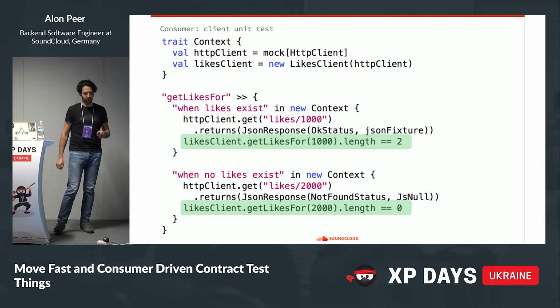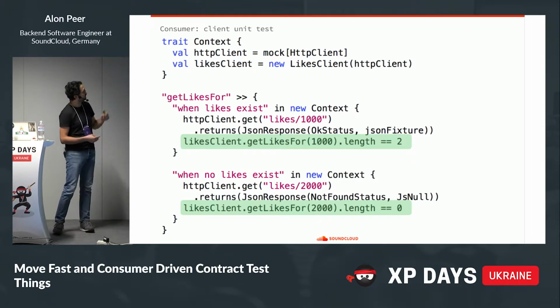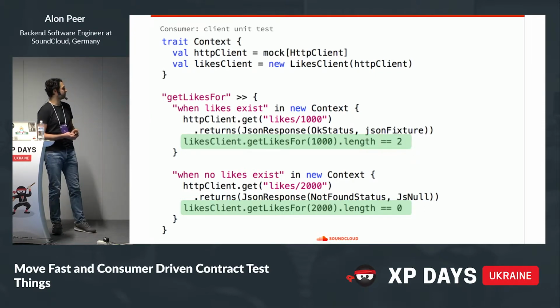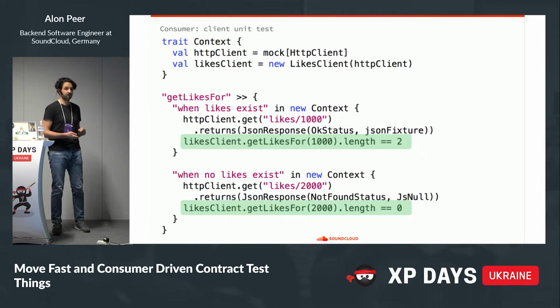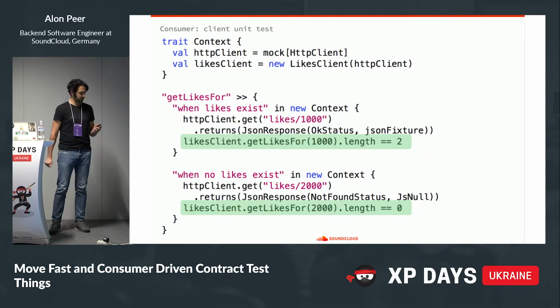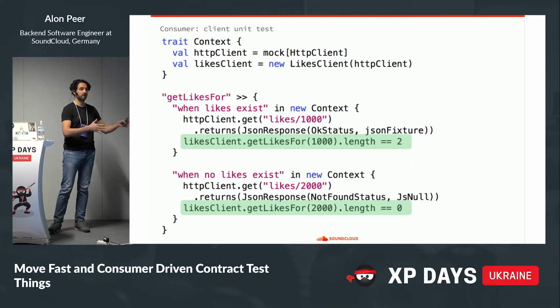And then we can go ahead and make our assertions. For this example, we'll just assert that we have a list of 2 likes for the first test and a list of 0 likes for the second test. So far, so good. Let's see how we take this and shift it into the PACT domain.